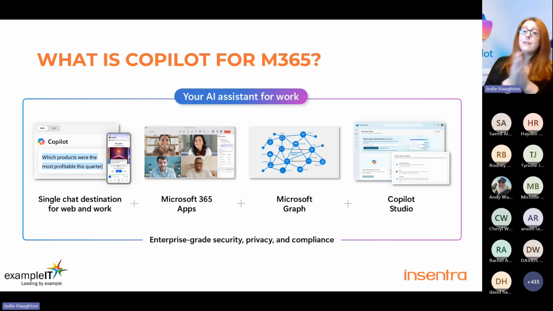And the last panel on here is Copilot Studio. This is all about extending Copilots and customizing them for your specific business processes. Now, this is a huge topic in itself, so I am going to leave that one to one side for today. But if anyone is interested in having a conversation about customizing and extending Copilots, that is absolutely something that we can do.